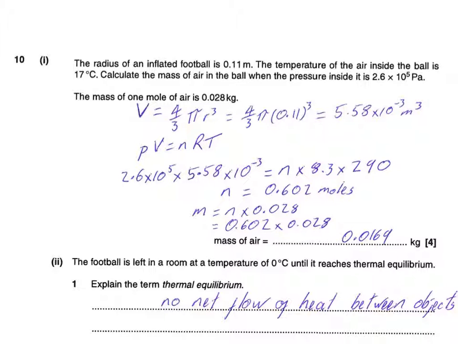G484 homework booklet question 10. So we start off with an inflated football with a radius of 0.11 meters and a temperature of 17 degrees C. We're asked to calculate the mass of air in the ball and with the pressure.